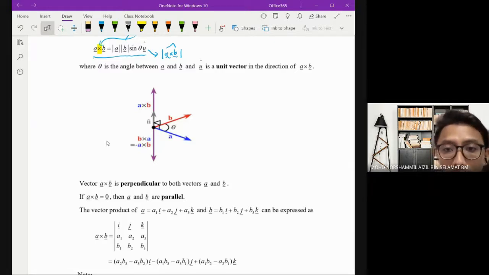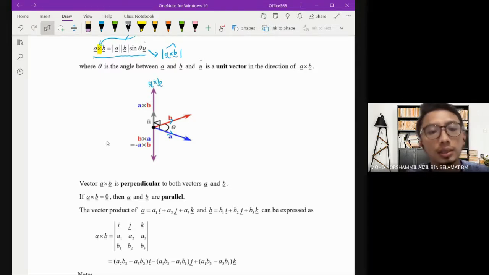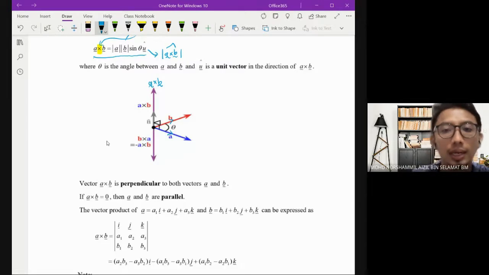So if this is your A and this is your B, A cross B is going to be upward. It uses the right hand grip. You open your hand, point it at A, and grab towards B. The direction of your thumb is upward, so that's the direction of A cross B.